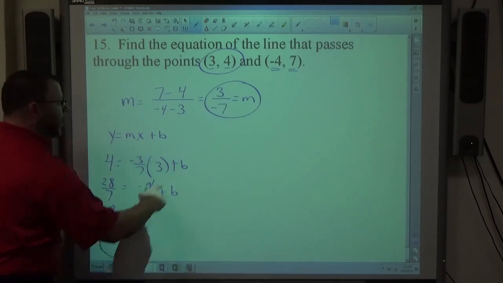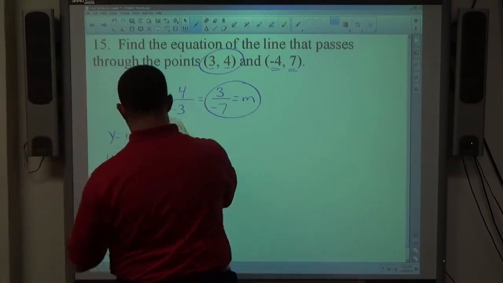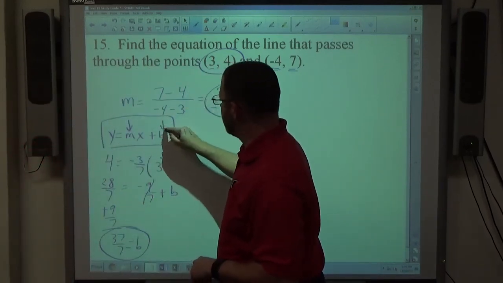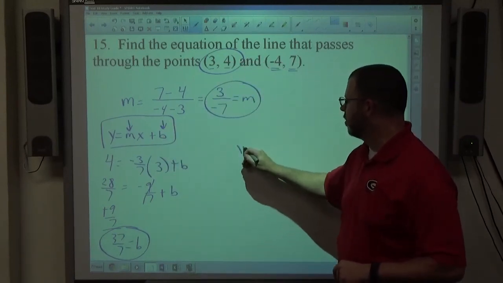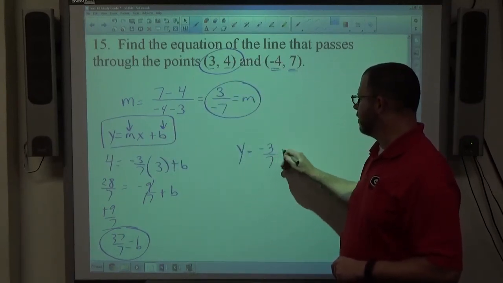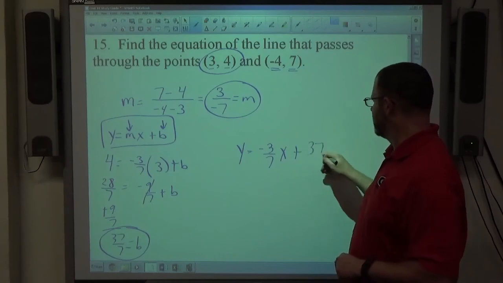So we have b, we have m, we have a structure, so we replace m and b with the numbers we just found. So the correct answer, y equals negative 3/7 x plus 37/7.